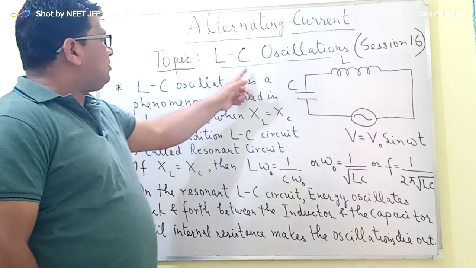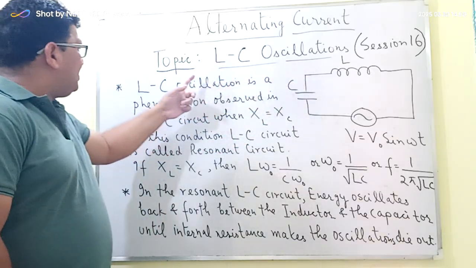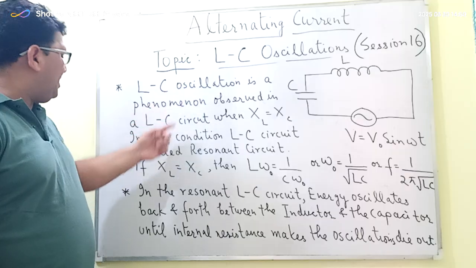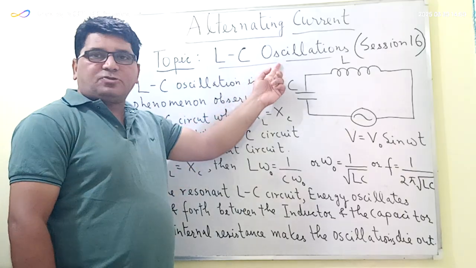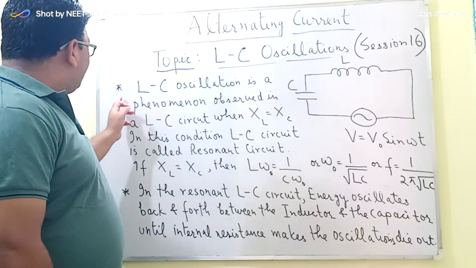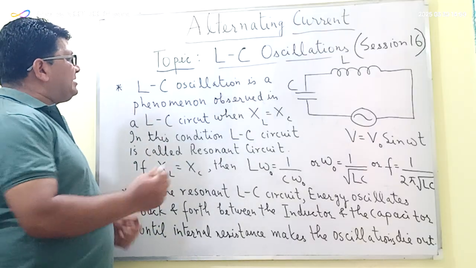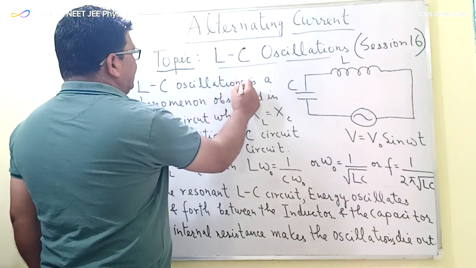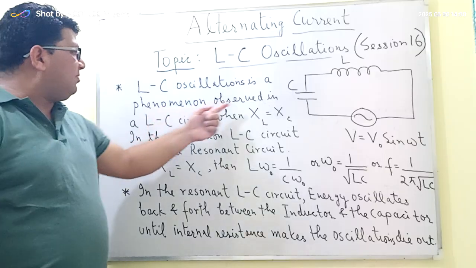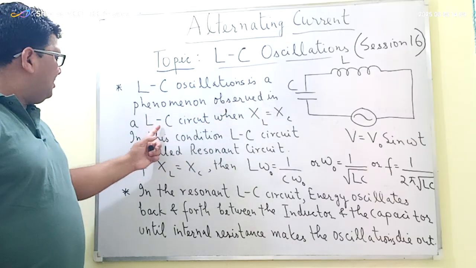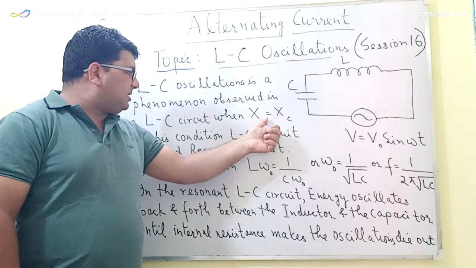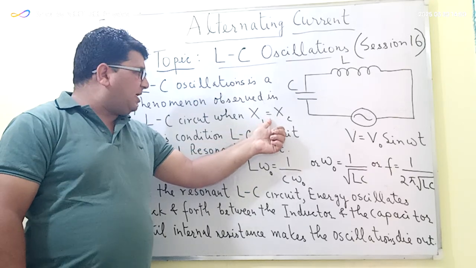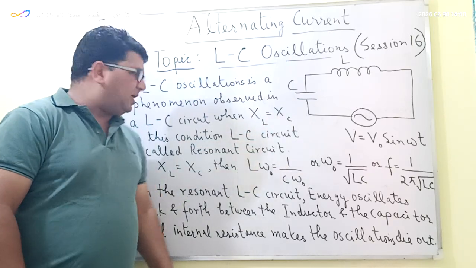The topic is LC oscillations, and based on this topic I have written here two important points in order to understand this topic in brief. So the first point is basically the definition of LC oscillations. LC oscillation is a phenomenon which is observed in the LC circuit when XL is equal to XC, where XL is the inductive reactance and XC is the capacitive reactance.